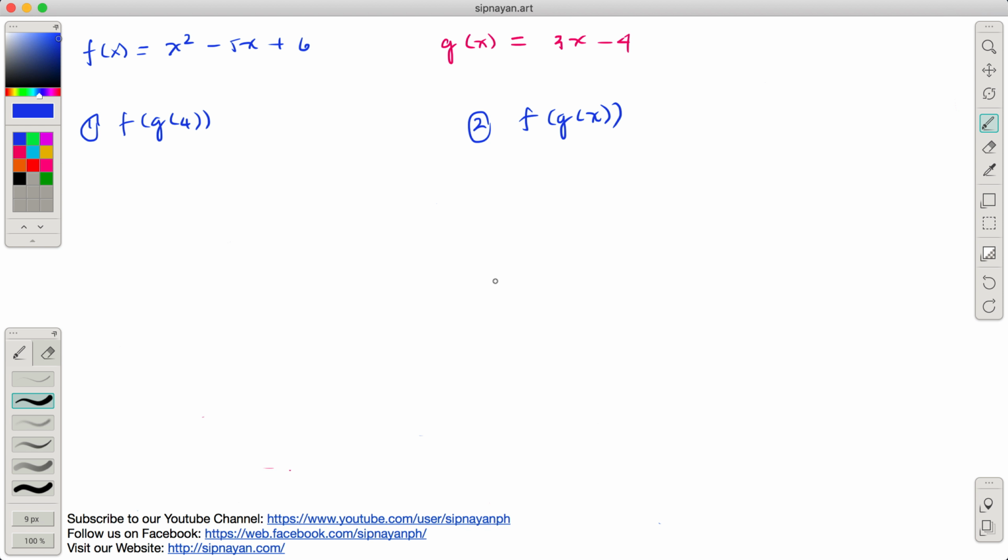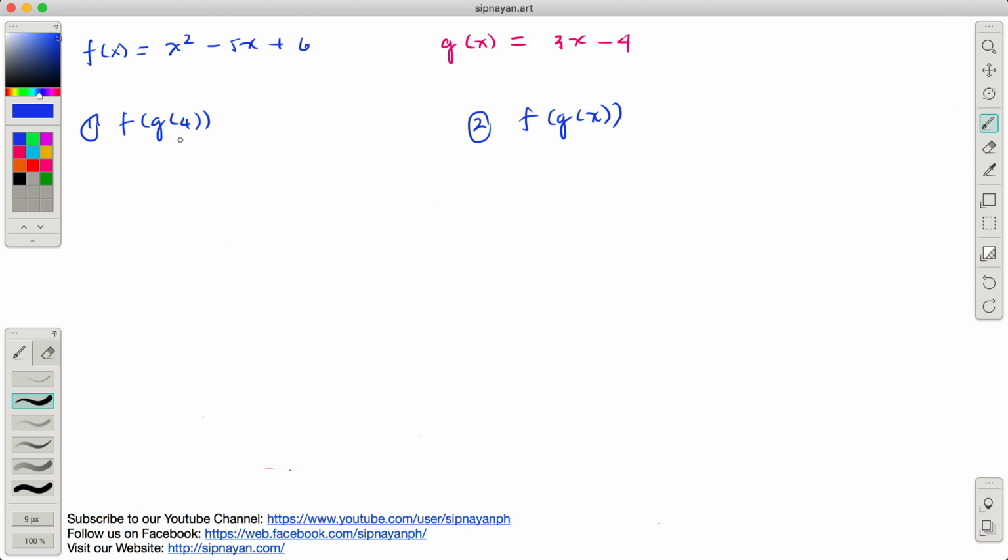Okay, so here we have two functions. We have f of x equals x squared minus 5x plus 6 and g of x equals 3x minus 4. By the way guys, hindi naman kailangan f and g palagi. Pwede namang ibang pangalan, for example, p at saka q. Nakasanayan lang natin palagi yung f and g pag function. Anyway, so we have f of g of 4.